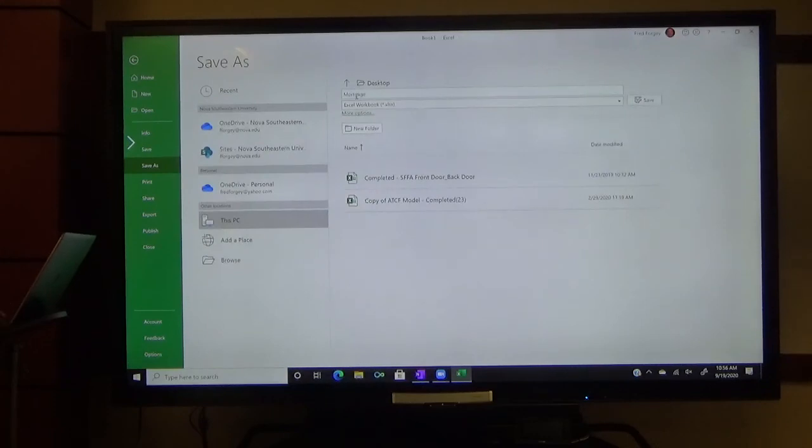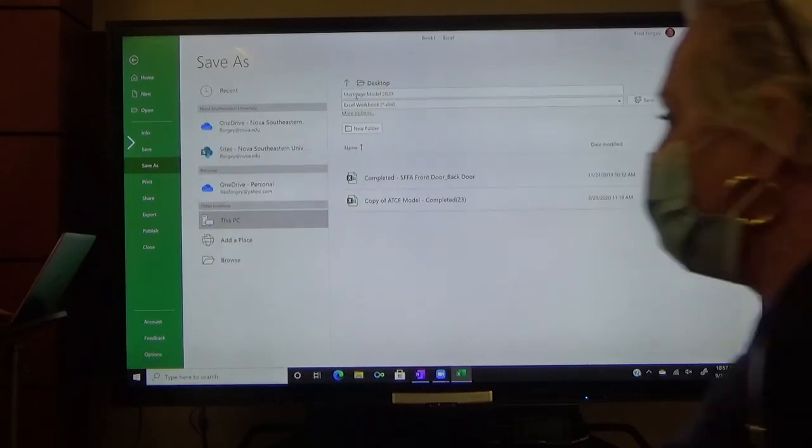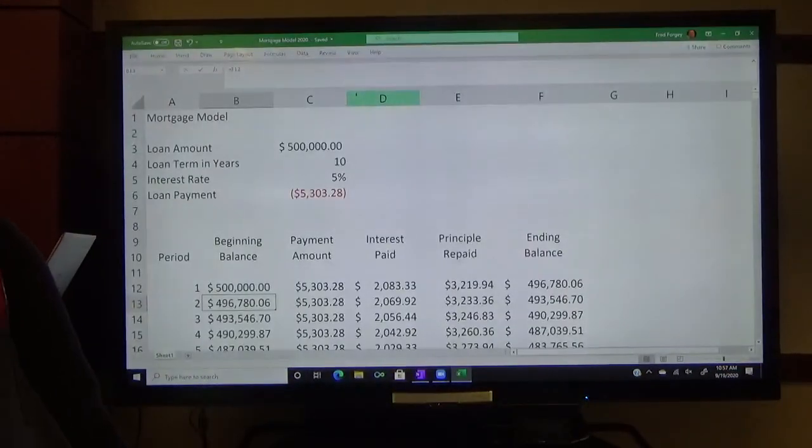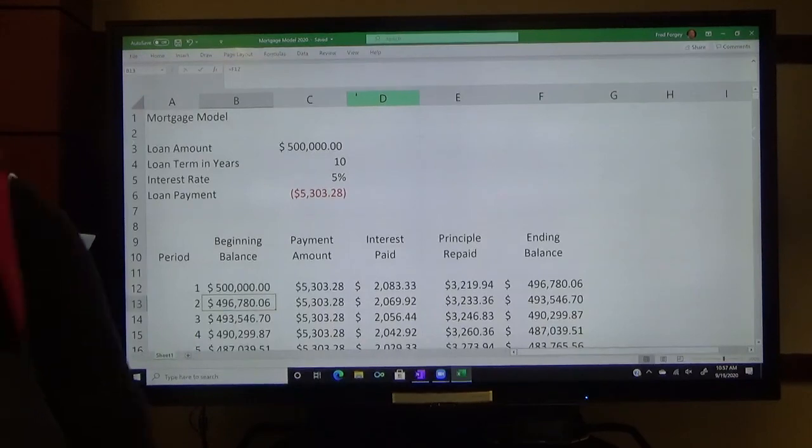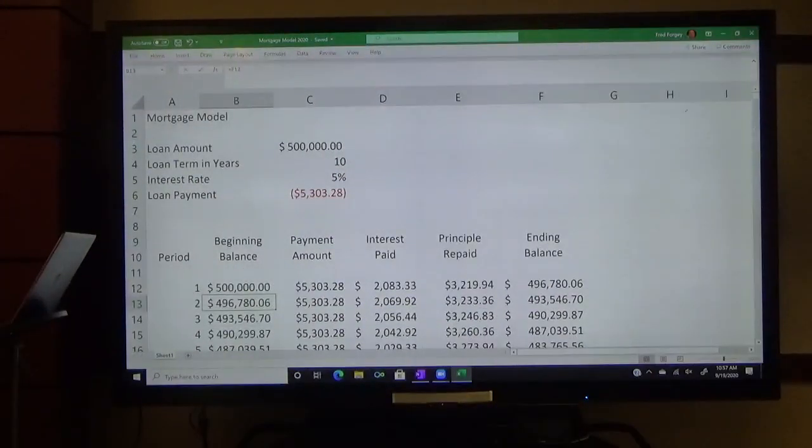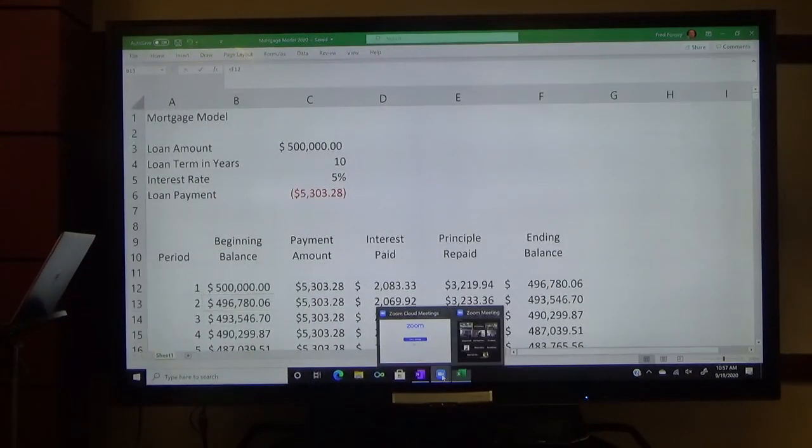Because it's 30 years and you want to make sure it's 360 months. Thank you for multiplying by 12. No, that's negative, I'm sorry. And then a comma. And then you have your loan amount, C3.